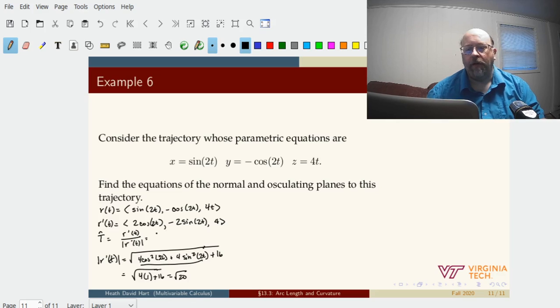And so the unit tangent vector will be, square root of 20 simplifies to 2 root 5. So when I divide by the 2's, I just get a square root of 5. I get cosine of 2t over root 5, negative sine of 2t over root 5, and the 4 and the 2 root 5 still leaves me with a 2 on the top, 2 over root 5. Okay? So that's the tangent vector.